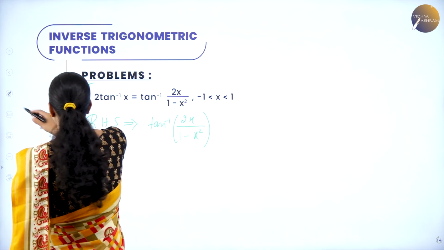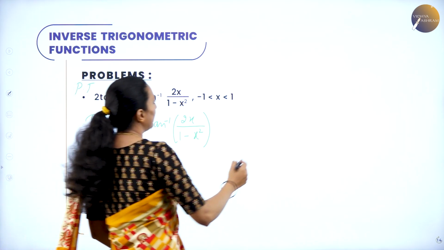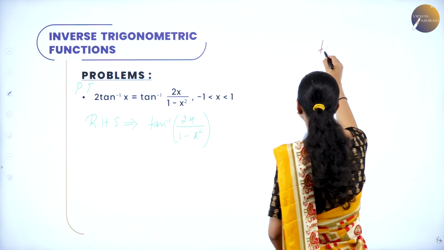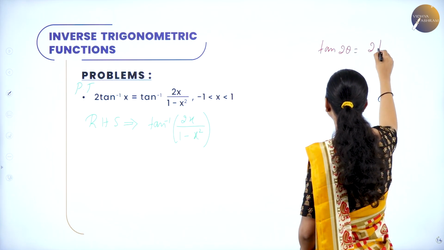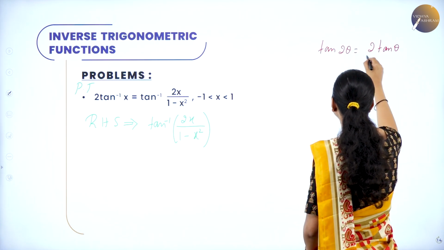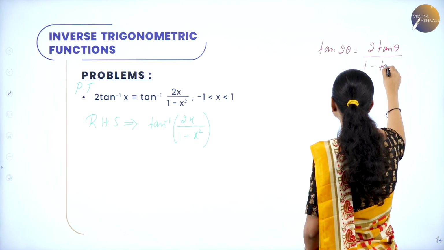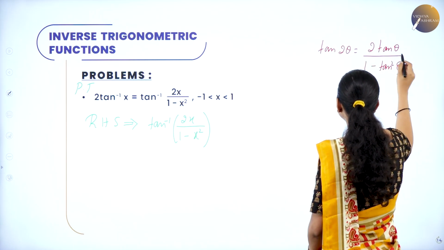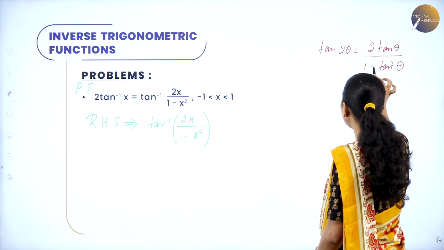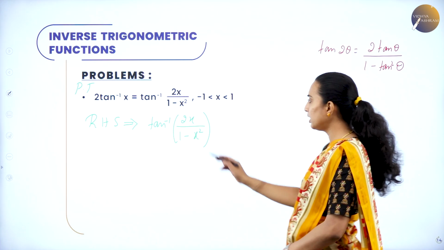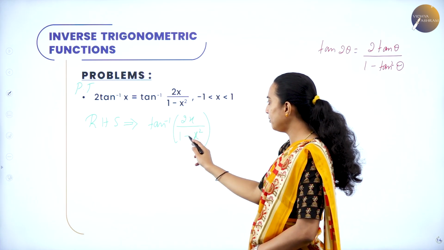So here I am going to write the formula. What formula it is? Tan 2 theta can be written as 2 tan theta divided by 1 minus tan squared theta. So in place of tan theta, if you substitute x, what it will become? 2x divided by 1 minus x squared. Correct? You can observe.